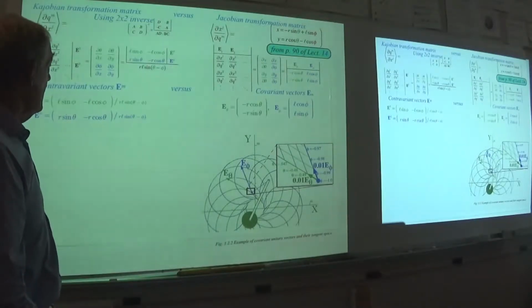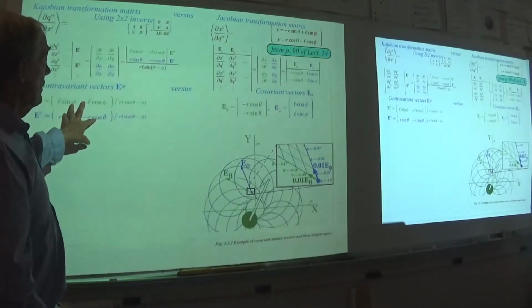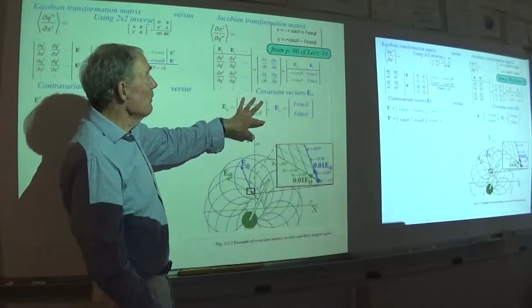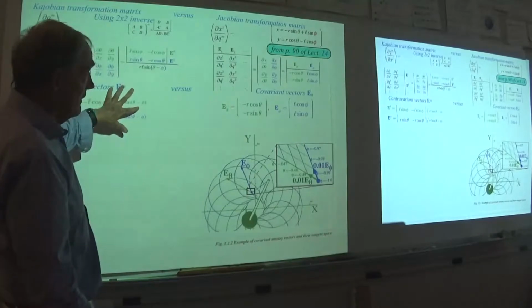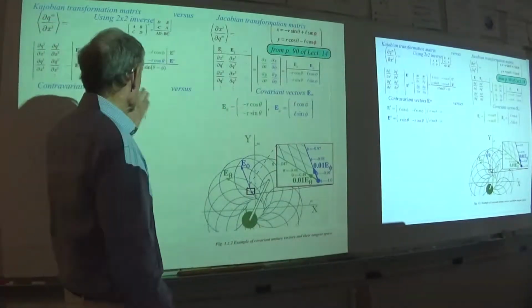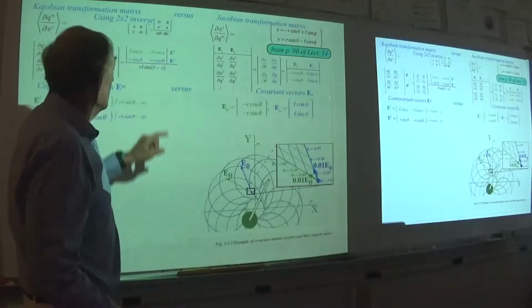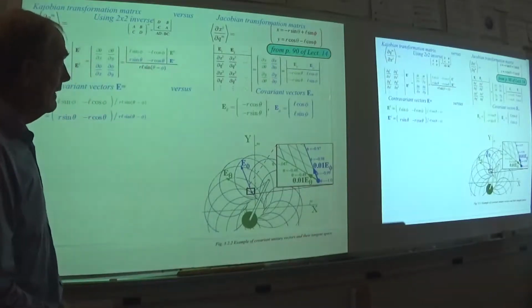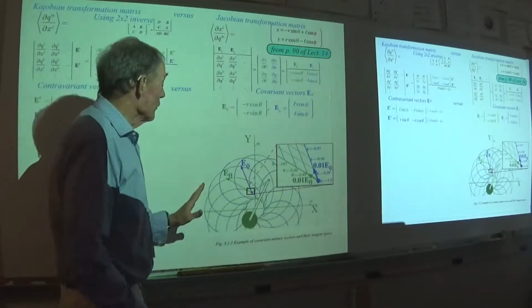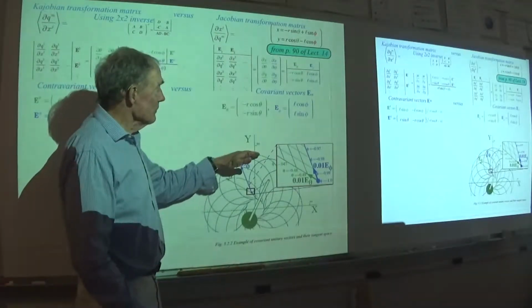Okay? Now, the singularity occurs here whether the determinant is 0 or infinite. These are reciprocals of each other. So if that thing goes to 0, this one goes to infinity, and your coordinate system isn't working. You're on what's called a caustic of the coordinate system.